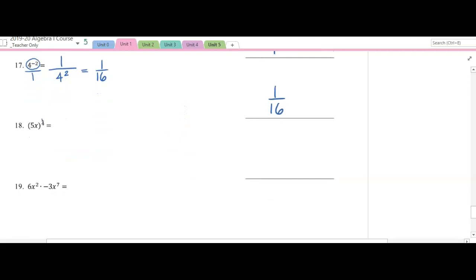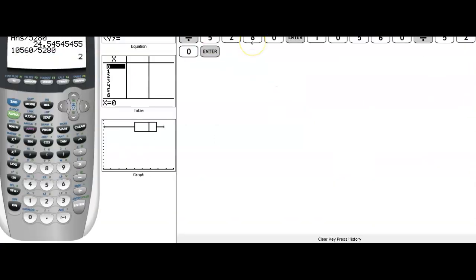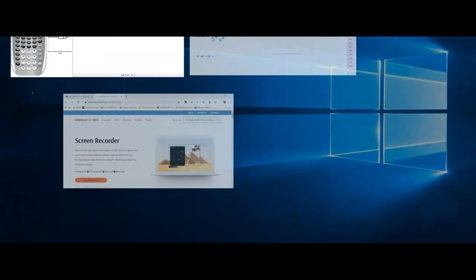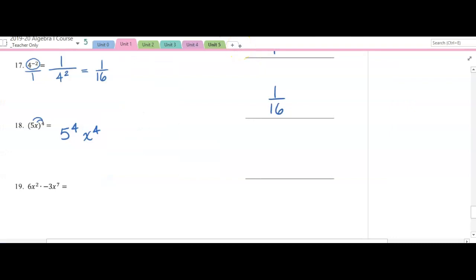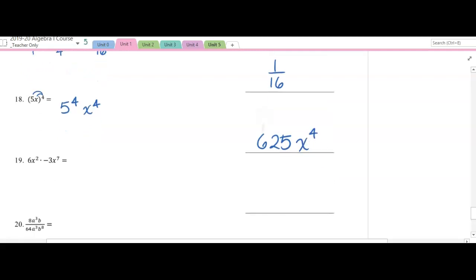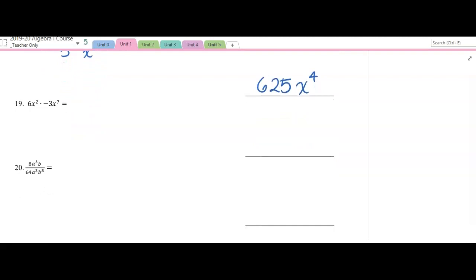Power means raise everything in the parentheses to that power. 5 to the 4th, x to the 4th. And if you're not comfortable doing 5 to the 4th, just use your calculator. 5 to the 4th is 625. So we get 625 x to the 4th.